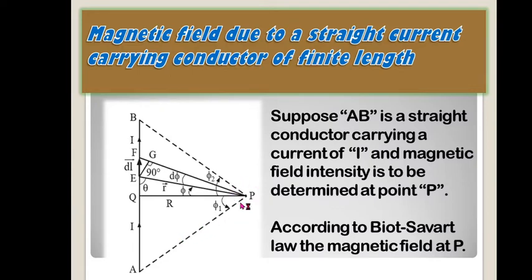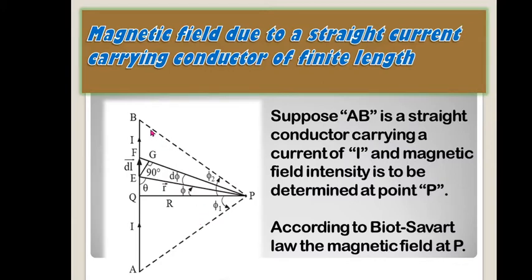Before going to the next step, I will discuss this figure and what it shows. Here A to B is the length of the conductor, and I is the current carrying the conductor. These are very important things. Another thing is this point P, where I am going to determine the magnetic field intensity. With respect to these three things, I will get the remaining parameters also.